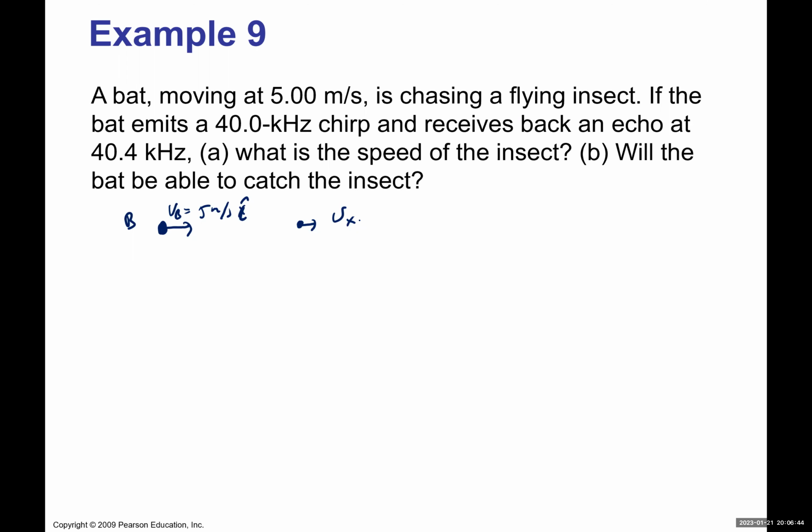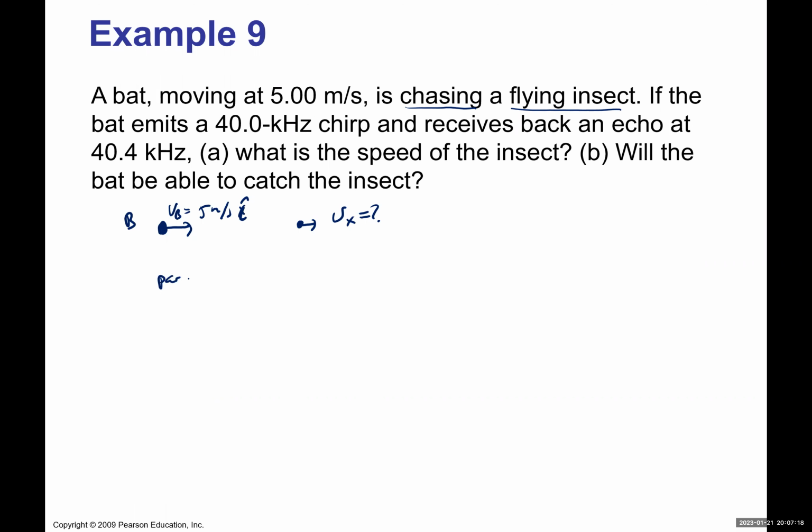Right now, I don't know the value of the insect velocity. I don't know the speed or in which direction it is moving, but from the problem we can see it's chasing a flying insect. Obviously, the insect is not going to be moving toward the bat. So at this point, there's a chase, and we assume that the insect is moving away from the bat, and the bat is chasing the insect.